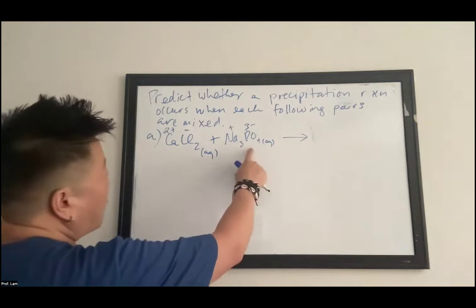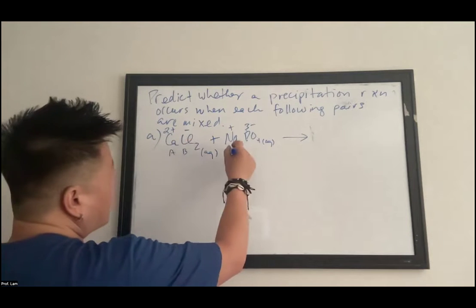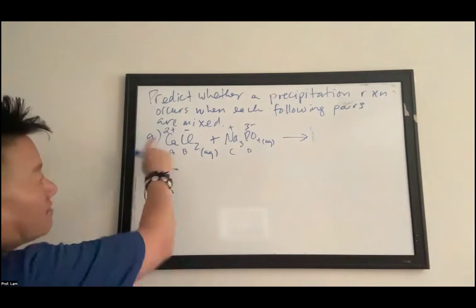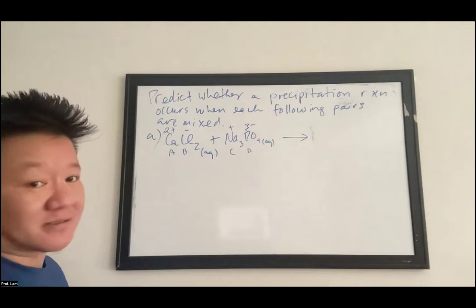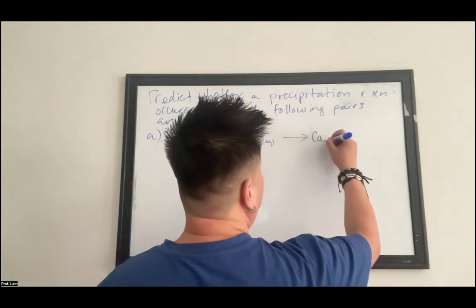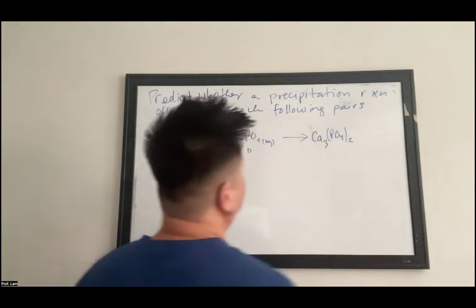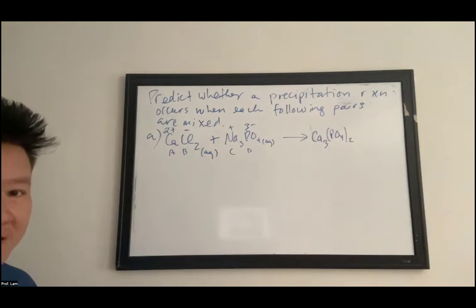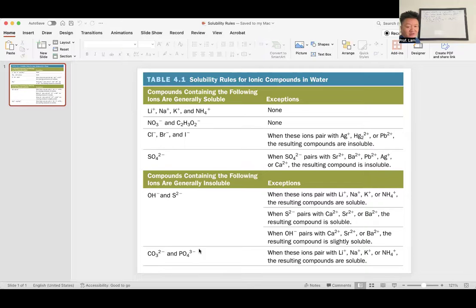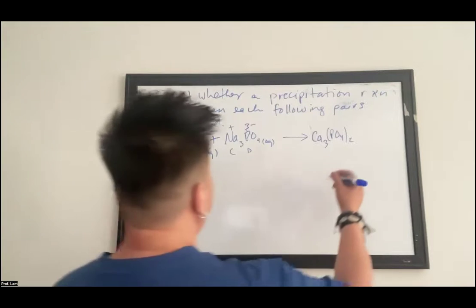Now we do the swap. Remember, AB plus CD goes to AD. Your calcium has got to go with your phosphate, but your calcium's 2 plus and your phosphate's 3 minus. So how many do you have to put together to make it balance? Ca3(PO4)2. Then you look that up on your solubility chart. You see, oh, phosphate is generally insoluble, and calcium is not part of the exception. So that's going to be a solid.